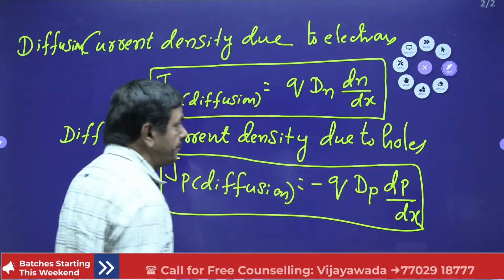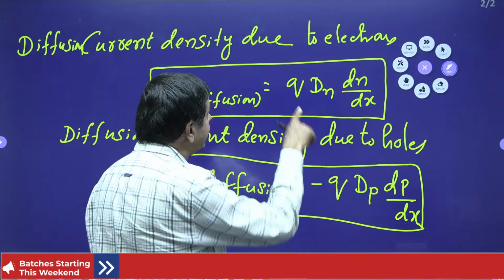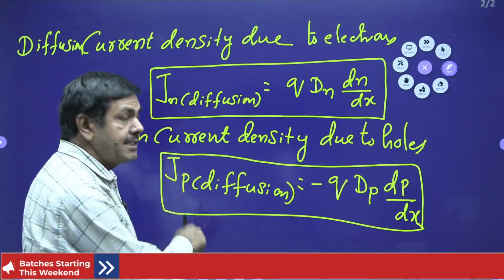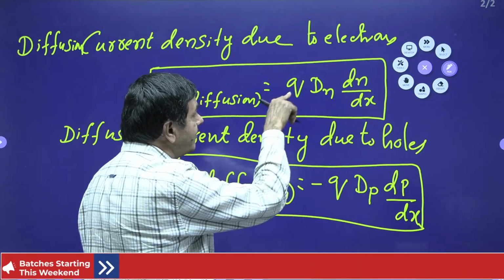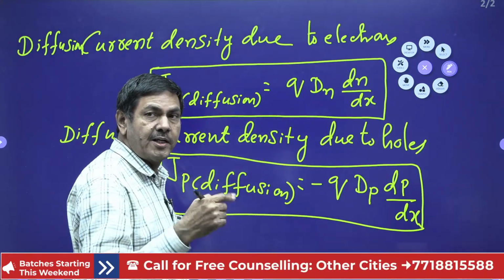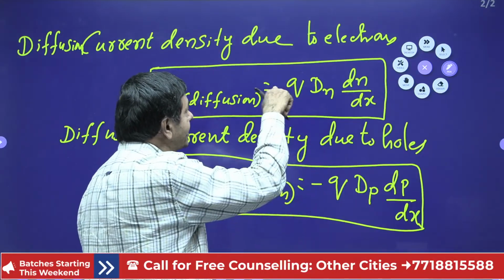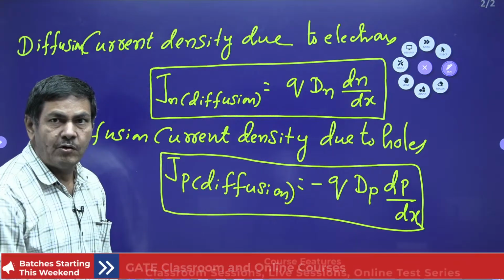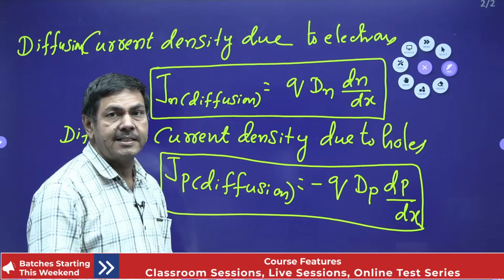This is possible. Here we are getting Jp with a plus sign, and in the current density of electrons, with the charge of an electron being minus 1.6 into 10 power minus 19, minus into minus becomes a plus only. That is why we got Jn with a plus sign. Anyhow, by using these formulas, you can find the diffusion current density.